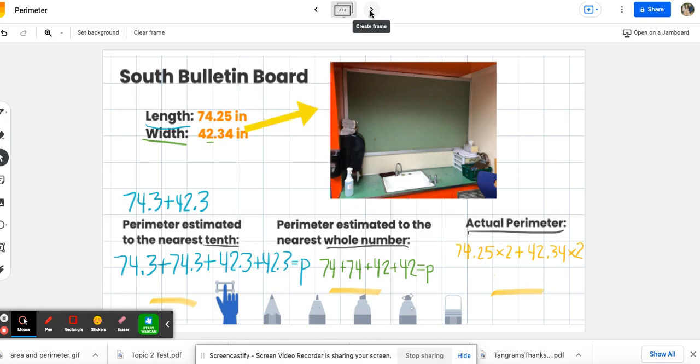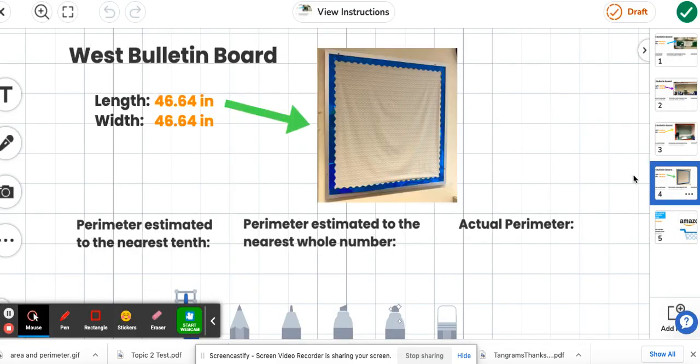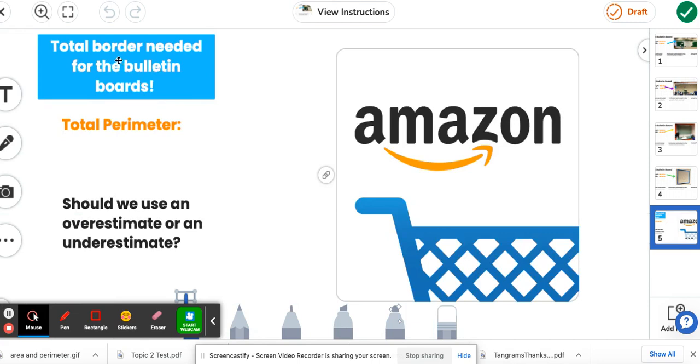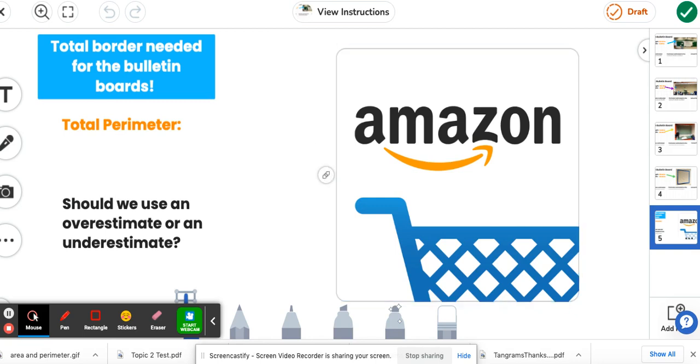When I'm done with my Seesaw activity, I'm going to ask you a couple questions, so let me just go check it out. Right here. Total bulletin border needed. So give me the total perimeter, and then it says, should we use an overestimate or an underestimate? If we are going shopping for actual border on Amazon, we want to make sure that we have enough. Should we use an overestimate or underestimate? So you can tell me the total perimeter that you got, and then tell me about how much border we should use. If you get all these correct, there is an actual link here to go shopping for some holiday border, just to kind of lighten up the room and have a little fun.